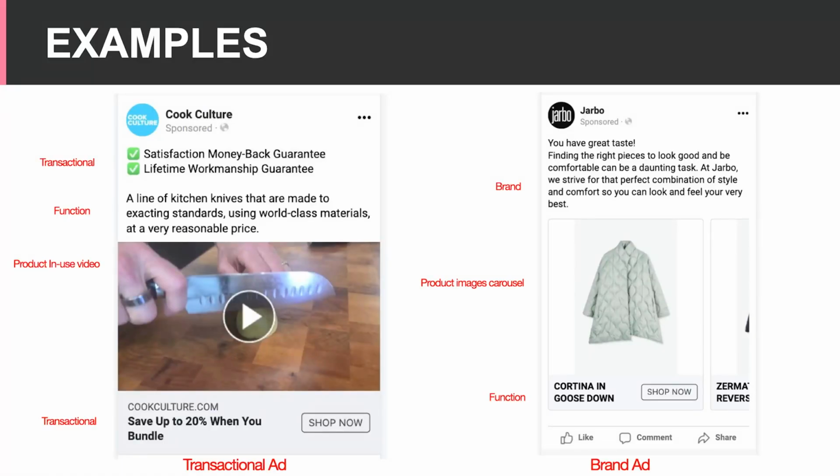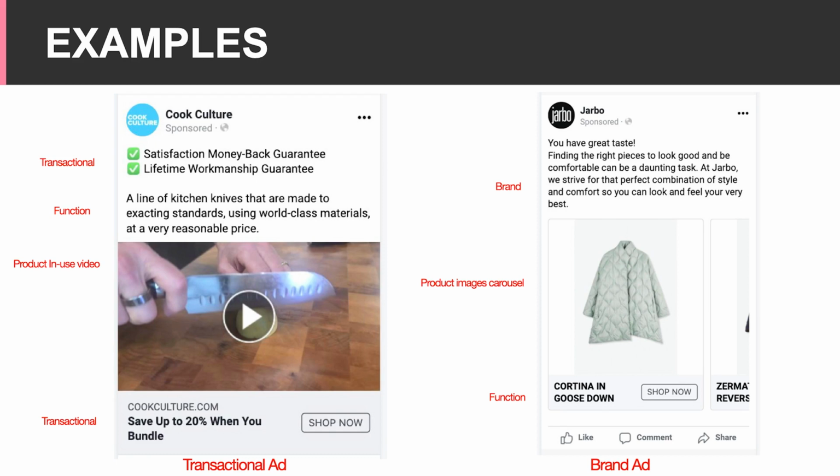Let's take a look at these right now. With our first example, this is a company called Cook Culture, and they sell knifeware and kitchen goods. And as you could see on the bottom of this page with these ads, I kind of labeled which offer attribute the ad is leading with. So with the Cook Culture example, if you could see at the very bottom there, it says transactional ad. So this ad was very focused on transactions.